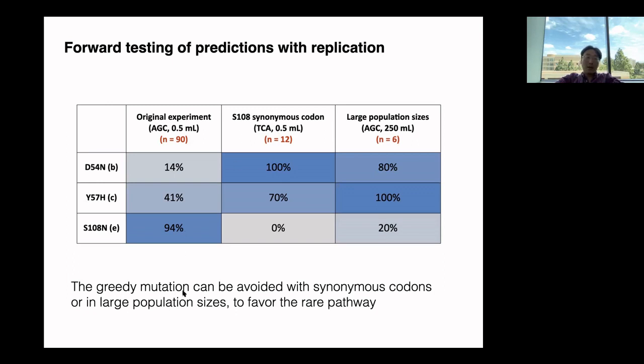And so these predictions were borne out. In the original experiment, most of our paths converged onto S108N solutions. But if we recode S108, then we can prefer the D54N only paths. And if we increase the population size, we can also favor these paths. So this means, broadly speaking, that with information like this, we can start figuring out how we can control the direction of evolution.